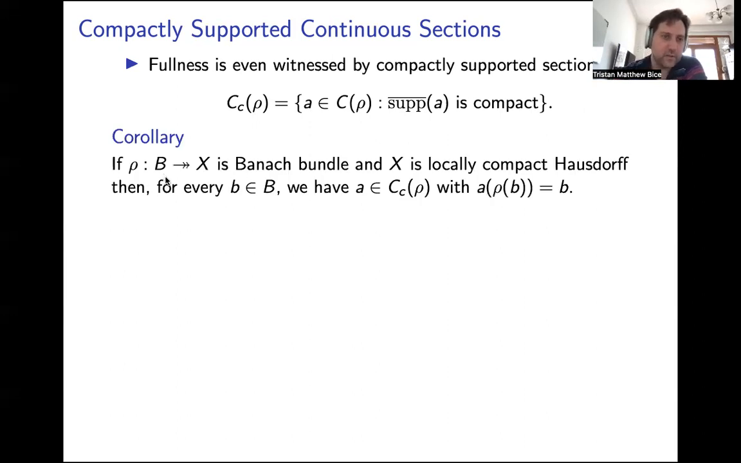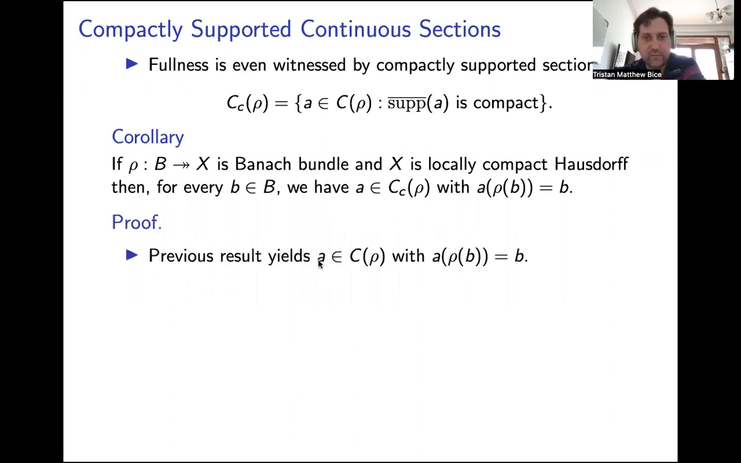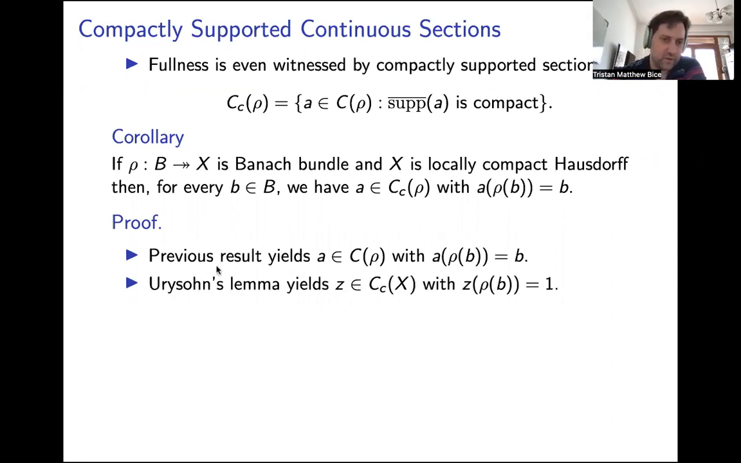So a corollary of these previous results of Soglio-Hérault, etc., is that if you have a Banach bundle and X is locally compact Hausdorff, then you could even witness this fullness with a compactly supported section. Right? So we have some compactly supported section passing through b. The previous result basically yields this with some perhaps more general continuous section. And then you just note that Urysohn's lemma yields a scalar valued function, some complex valued function z, whose value at ρ(b) is just 1.